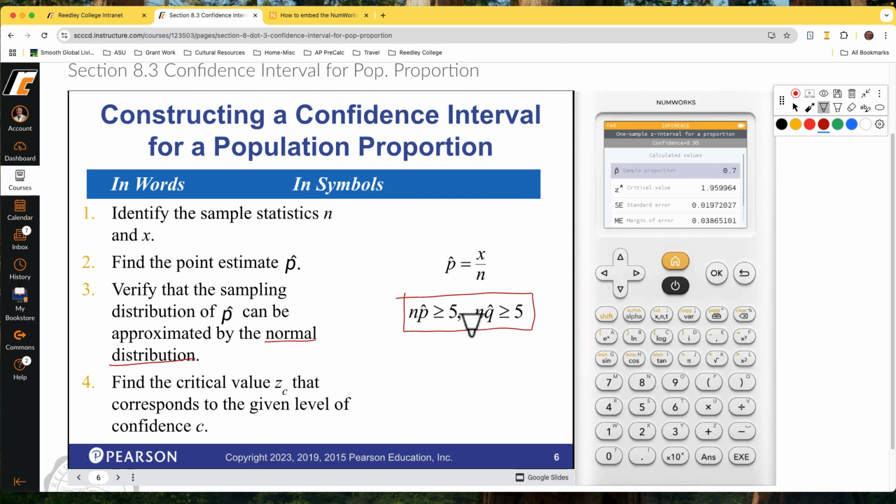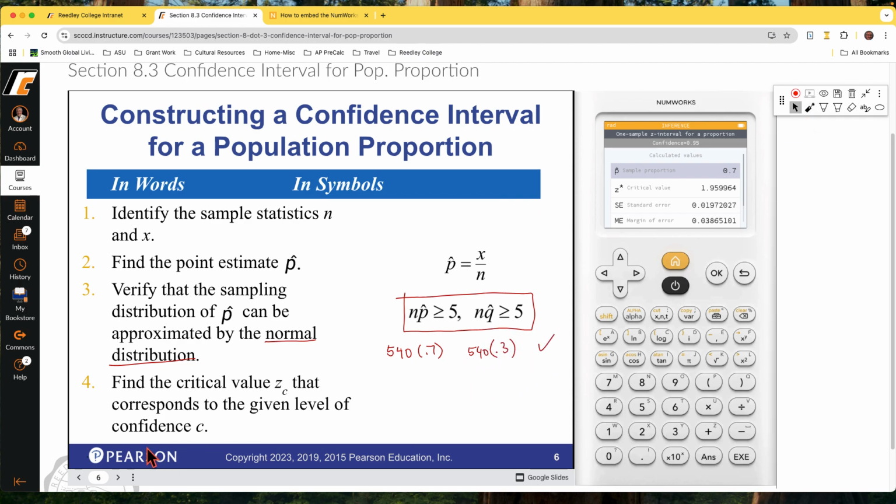What you're going to see in the homework is that most of them are going to be much larger than 5. Here with the 540, we tested 540 times and came up with 0.7. That's much larger than 5. 100 would give you 70, so it's going to be there. Q hat is 0.3, so 0.3 times 540. You could think of it as 30% of 540. That's going to be much larger than 5. That's all we have to do. It's just kind of a check.